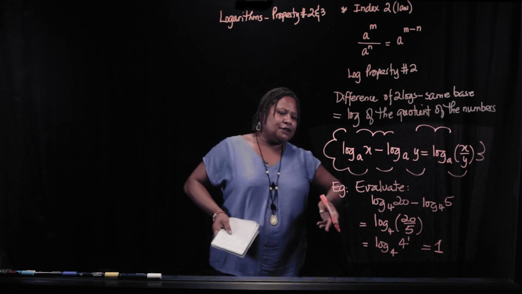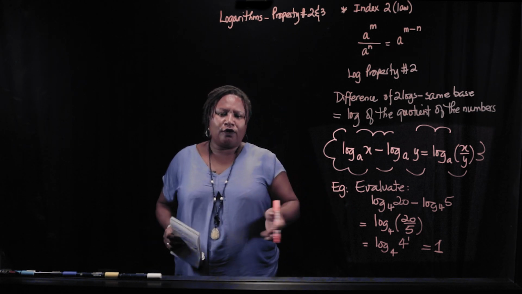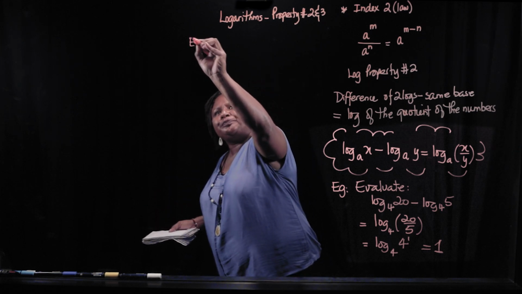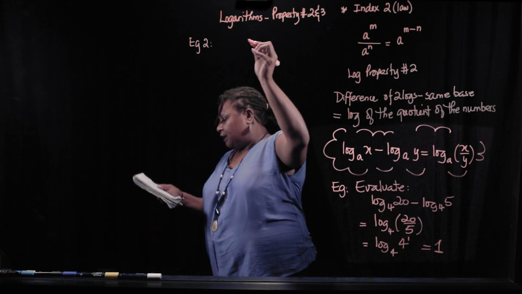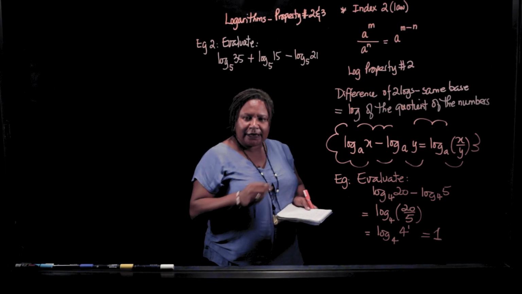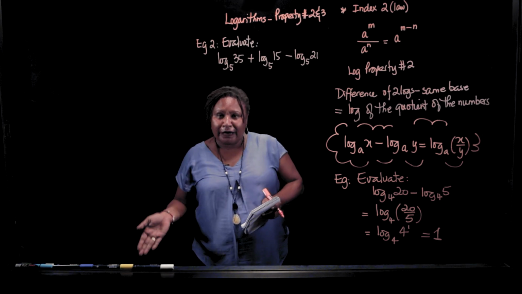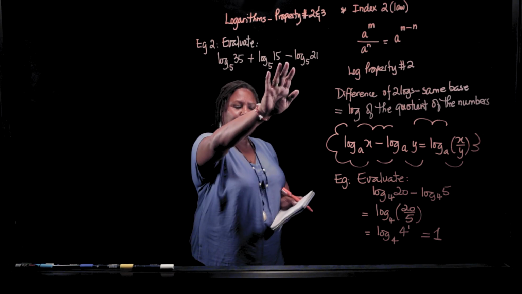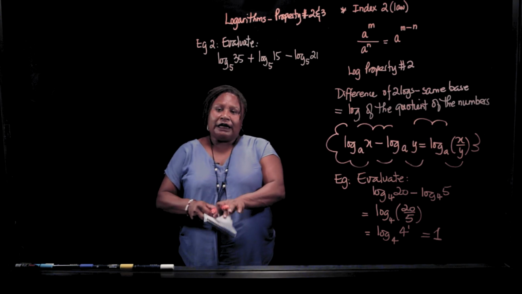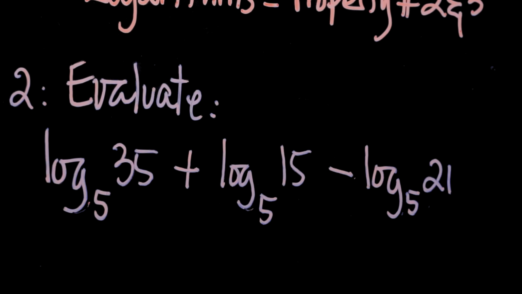Now, let's do another example. This time, we'll apply law number 1 and law number 2 together. Example number 2: we have addition and then subtraction. As soon as you see addition, you know that you're going to be multiplying. As soon as you see subtraction, you know that you are going to be dividing. You are going in reverse of the index laws. So let's have a look.